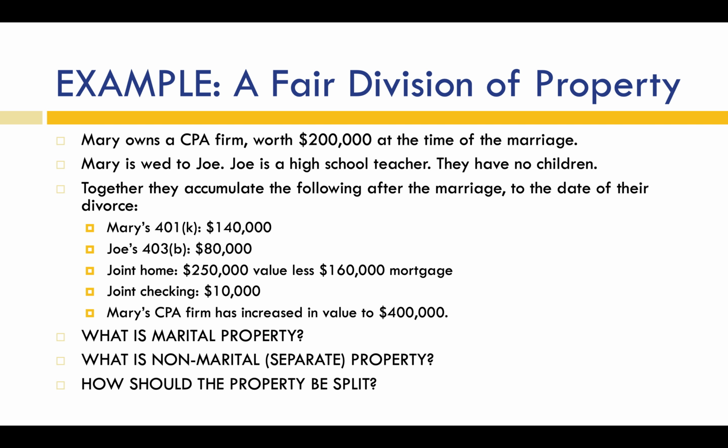What is marital property? Again, that's property that was acquired during the marriage, other than by inheritance. There are no facts that indicate that, or that it was owned prior to the marriage. And in this case, the CPA firm is rather non-marital property. That's the property that is not marital property. Everything else is marital property. So basically, how should the property be split? Mary's CPA firm, the entire value of that firm goes to Mary, and everything else is split basically equally.